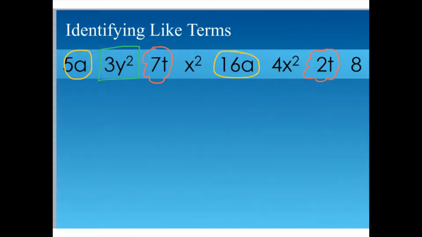And let's see, I'm running out of colors. Okay, here's a color. What about the x squared? Do we have anything here that matches the x squared? Sure enough, the 4x squared. They both have an x and they're both at the power of 2. And then finally over here, our lonely little 8 is going to be a term by itself also because there's nothing else that doesn't have a variable.